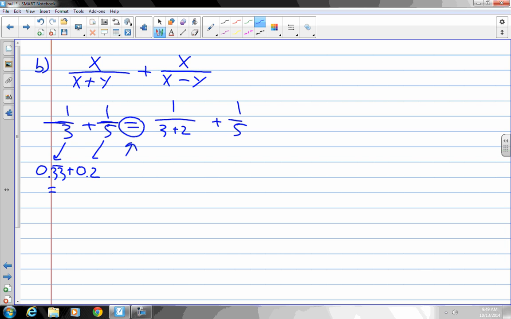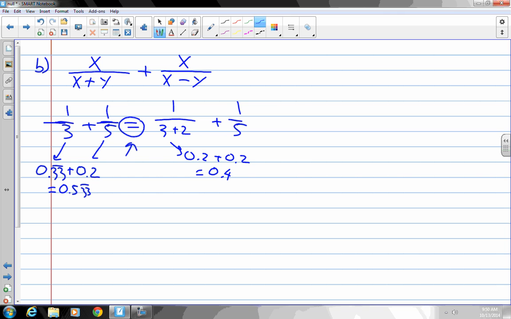0.2, right? So 0.533 and goes forever. That's the left-hand side if I convert it to decimals. But if I do that, that's 0.2 plus 0.2, which is 0.4. They're not the same, right?